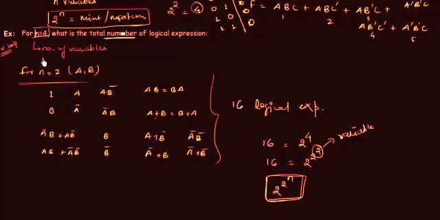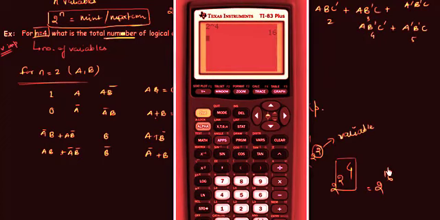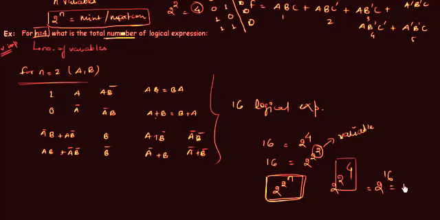For n equals 4, let's see what we have. We have 2 to the power 2 to the power 4. So 2 to the power 4 is 16. So we have 2 to the power 16. I will use my calculator for this purpose. 2 to the power 4 is 16, and we want 2 to the power 16. So 2 to the power 16 gives 65536, and this is the answer. Now you can see it is nearly impossible to write down 65,536 logical expressions for 4 variables. So you can remember this formula and directly have your answer.